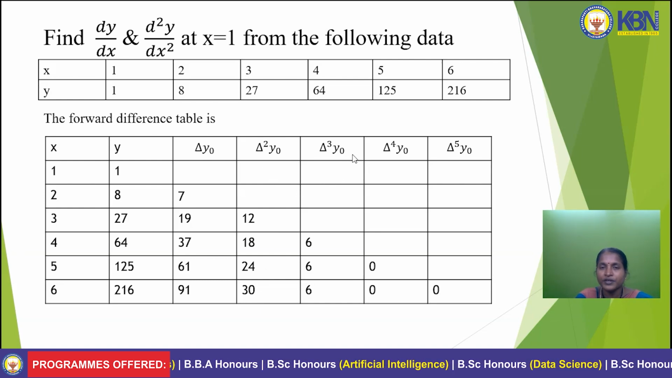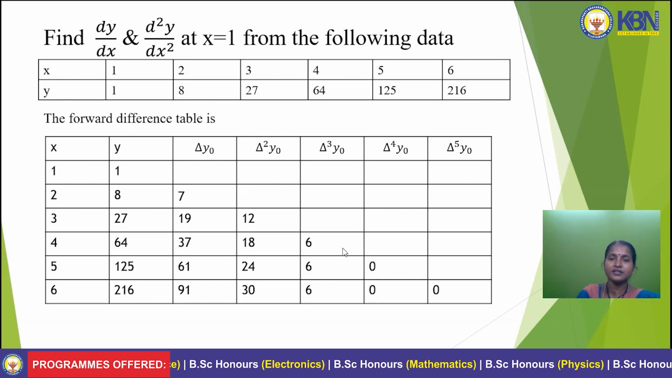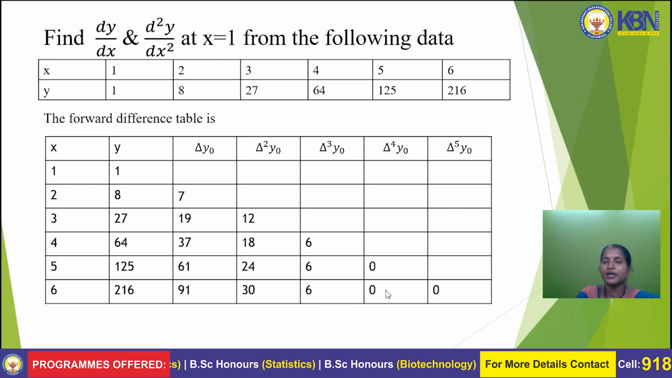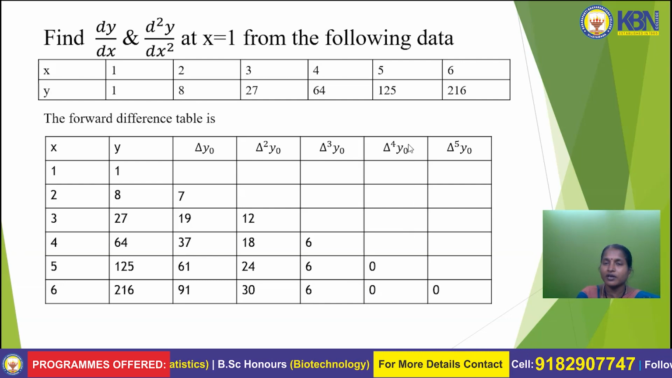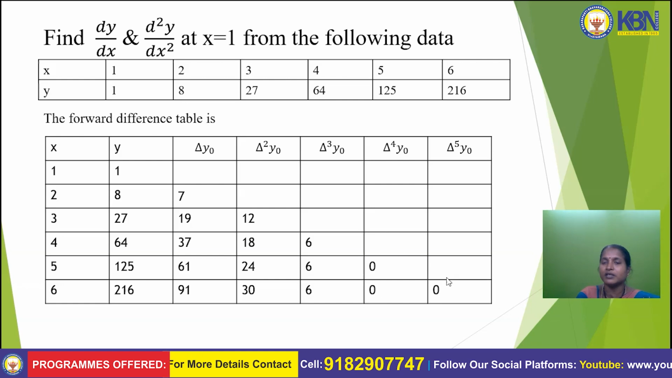Now we go for the third difference. 18 minus 12, 6. 24 minus 18, 6. 30 minus 24, 6. Okay. So we have completed the third difference. Now the fourth difference. All values are the same, 6, 6, 6. So 6 minus 6, 0. 6 minus 6, 0. Obviously the fourth difference is 0, 0. And finally the fifth difference is 0 minus 0, 0.